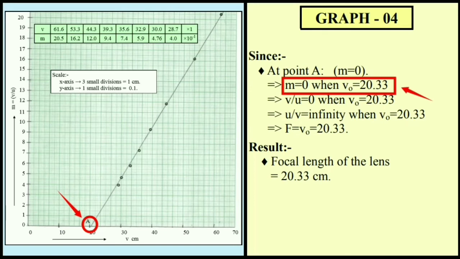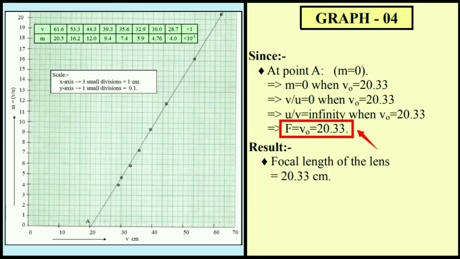It means that the image is formed at f. Hence, focal length of the lens is the value of v at point A, and that is 20.33. Therefore, the value of focal length of the convex lens by this graph is 20.33 centimeter.